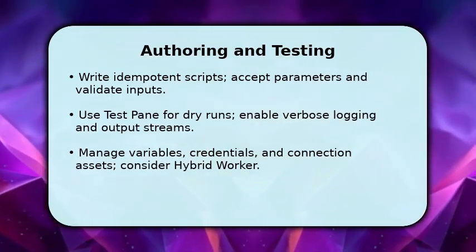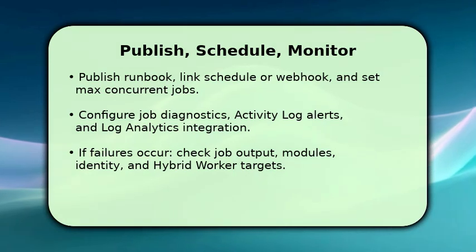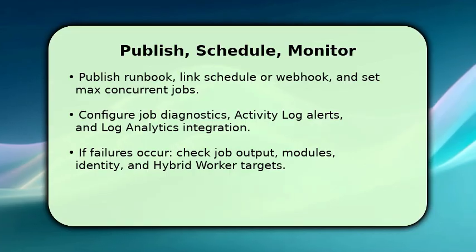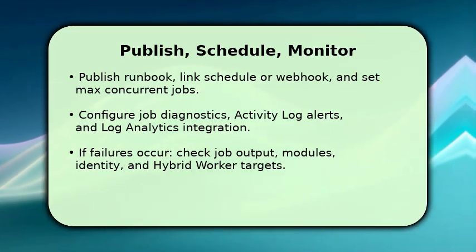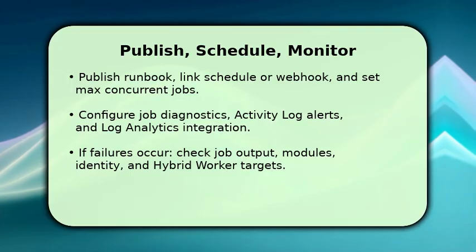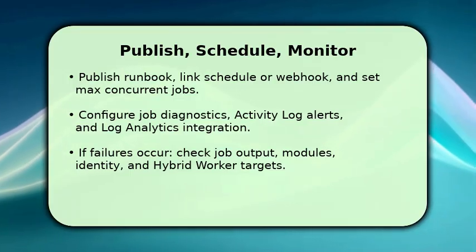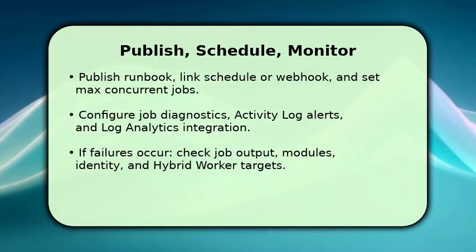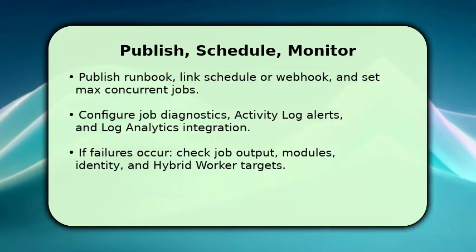You finish by publishing the Runbook and connecting it to a schedule, webhook, or event trigger. Set concurrency limits and retry policies. Then enable diagnostics. Send job streams to log analytics, create activity log alerts, and tag runs for traceability. Monitor job histories and metrics to catch regressions.